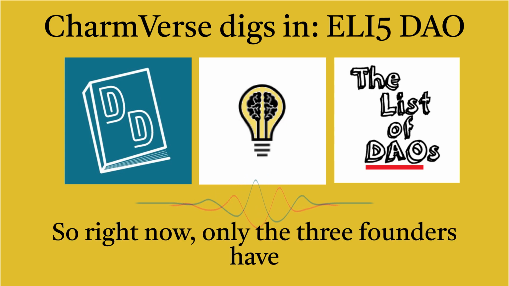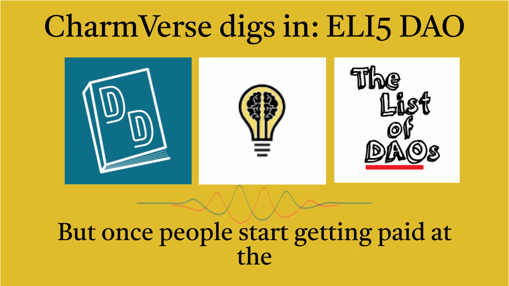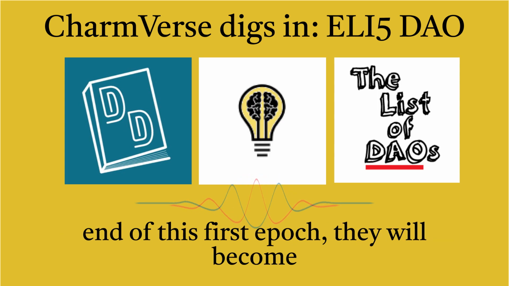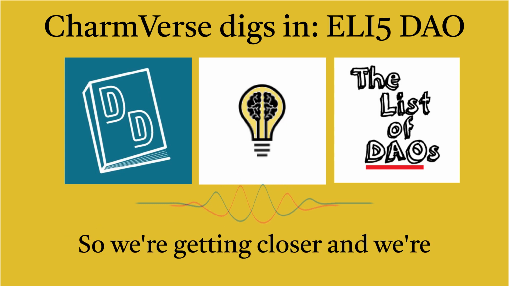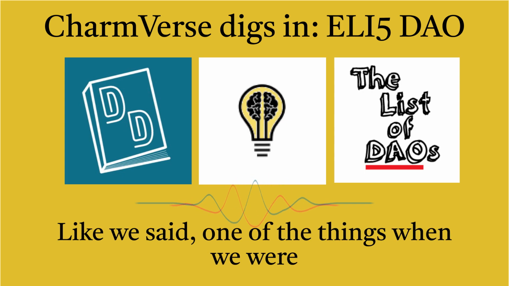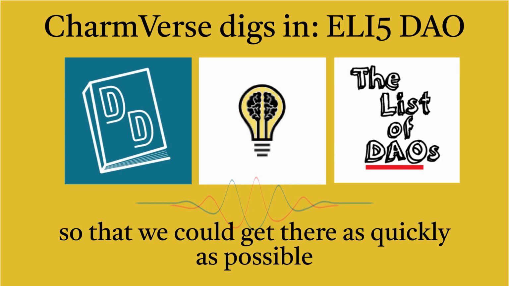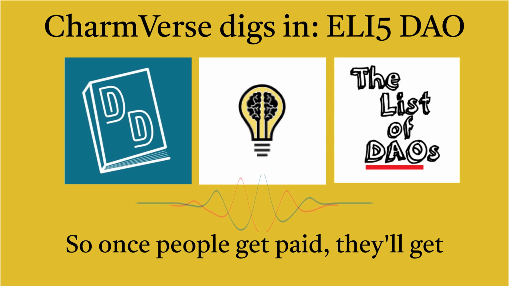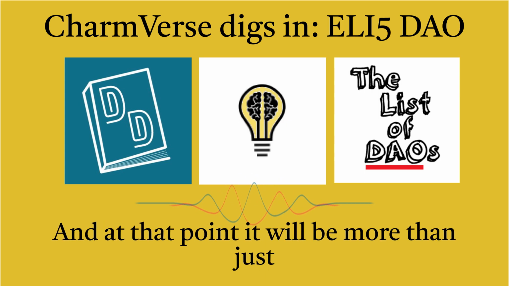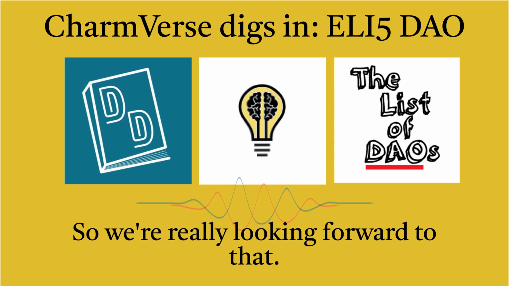Yeah, that's a great question. Right now, only the three founders have reputation on the real ELI5 colony. But once people start getting paid at the end of this first epoch, they will become contributors at that point and be able to put forward proposals and decisions. So we're getting closer and we're really looking forward to that. When we were putting this DAO together, we had the decentralization piece in the back of our mind from the get-go so that we could get there as quickly as possible in a way that made sense. Once people get paid, they'll get paid reputation and also in stable coins. And at that point, it'll be more than just three of us putting proposals forward and making decisions. So we're really looking forward to that.